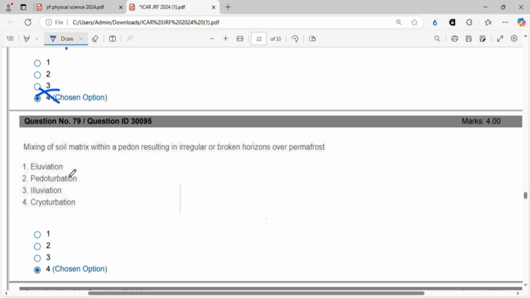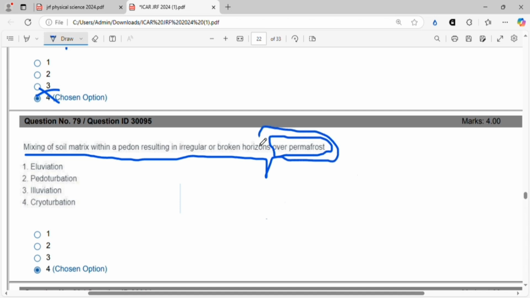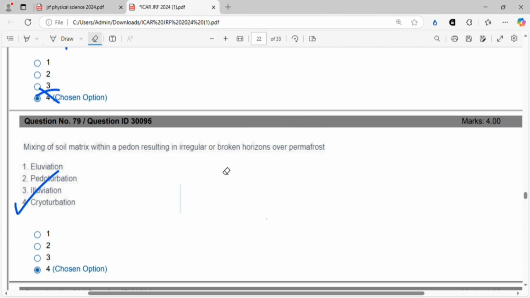So let's read the question again. Mixing of soil matrix within a pedon, that is pedoturbation, resulting in irregular or broken horizons, that is also pedoturbation, over permafrost. These last two words change the whole question and the answer. Over permafrost means the answer will be cryoturbation. So if you had not read the question correctly, you would have got a big -5. So the correct answer will be cryoturbation, option 4.